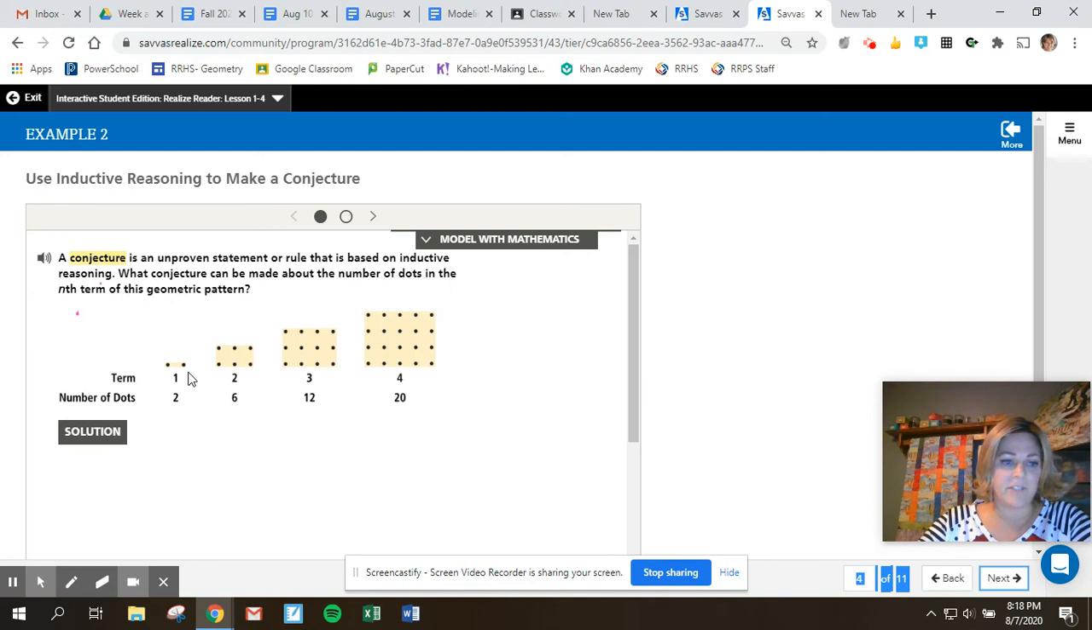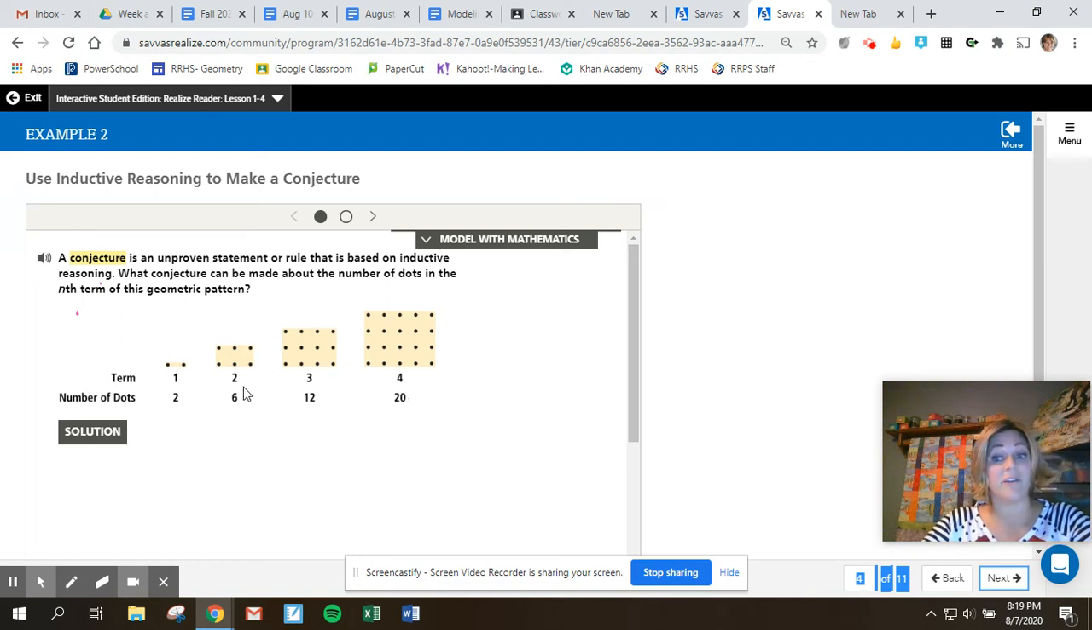So here we have 2 dots, but it's term number 1. So it does have 1 row. Here's term 2, and this one does have 2 rows. Here's term 3, the third one, and it has 3 rows. So term 4 should have 4 rows, which it does. So I figured out that the rows keep increasing. So 1, 2, and then 3, and then 4 is the exact same number as the term, but it's not the same number as the dots.